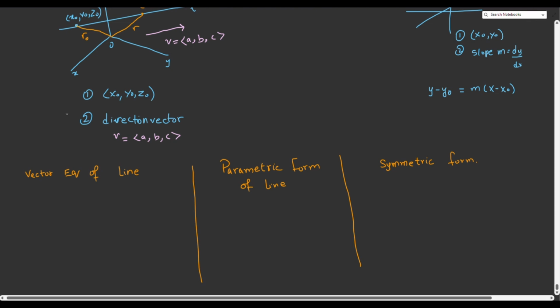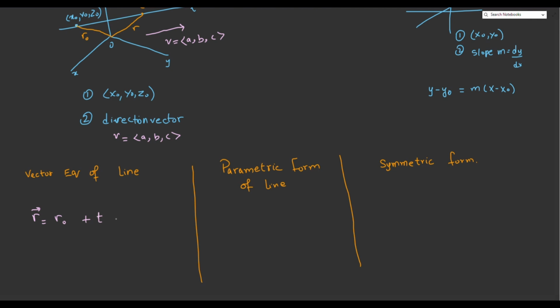So what is the vector equation of the line? The vector equation of the line is given by r equals r0 plus t multiplied with the vector v. This is the direction vector v. Where t is any parameter. Now, if we simplify this vector equation, we will get the parametric form of the equation of the line. It is given by x equals x0 plus at, y equals y0 plus b multiplied with t, and z equals z0 plus c multiplied with t. So this is the parametric form of the equation of the line.